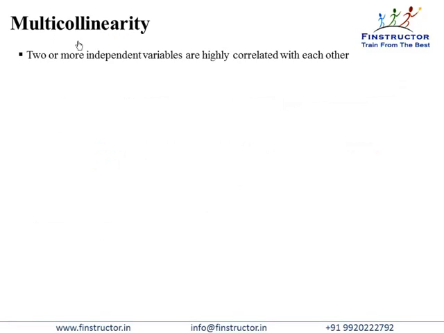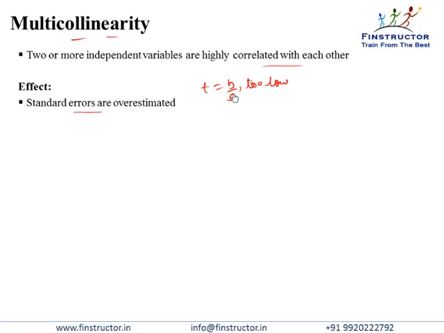The next issue that we'll try to resolve in detail is that of multicollinearity. So multicollinearity is a situation when two or more independent variables are highly correlated with one another. So the effect of multicollinearity is that the standard errors tend to be overestimated. If the standard error is overestimated, then the test statistic would be too low or underestimated. If it is too low, then I will fail to reject, and I'll often fail to reject even incorrect null hypotheses, causing too many type 2 errors.